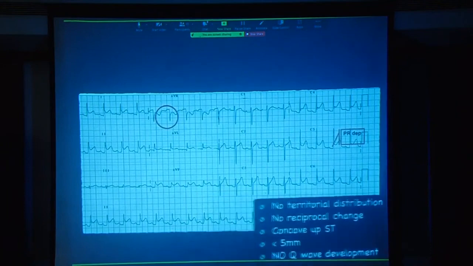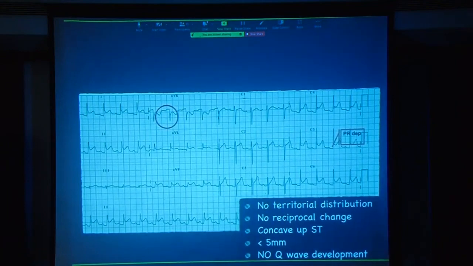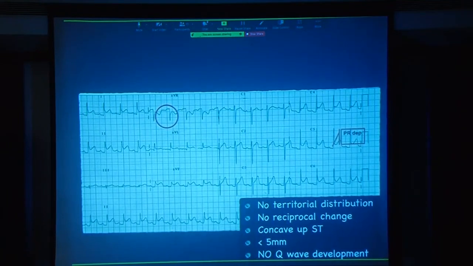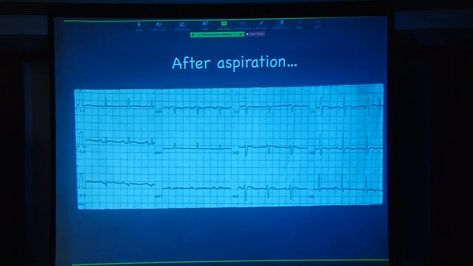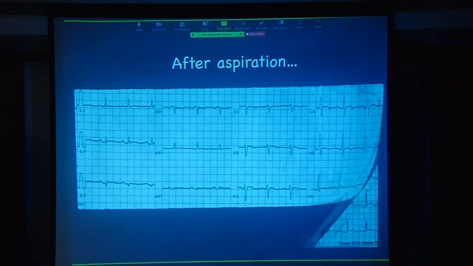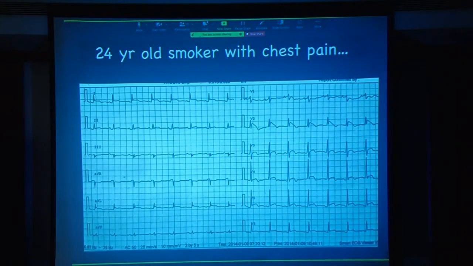Now, in pericarditis, you tend to see non-territorial STT changes. You tend to see ST elevation in most of the leads, and you tend to see PR segment depression also. So when you see this sort of PR segment depression, probably one should think in terms of pericarditis in this subset of patients. You could have mild elevation of troponin in patients with pericarditis also, when you have some myocardial involvement also.